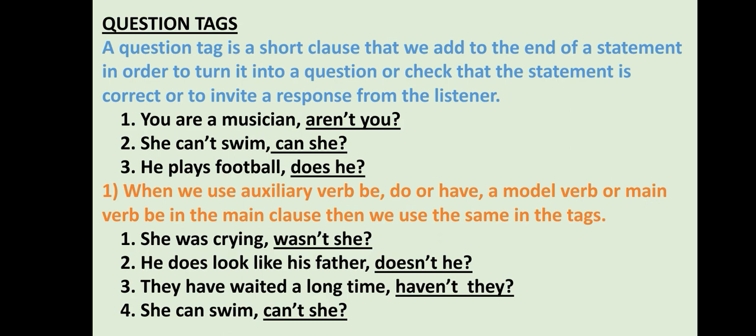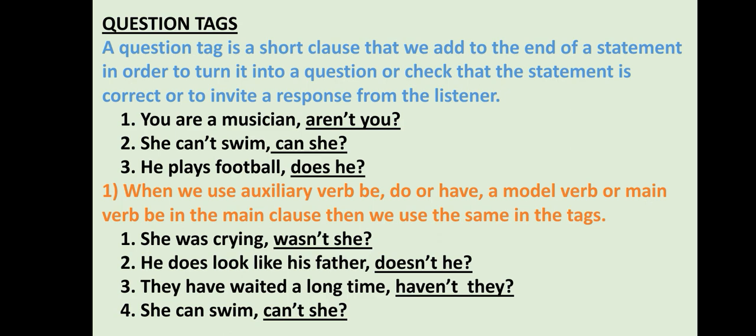The second example, she can't swim, can she? Here, the speaker already knows that the person can't swim. He only wants to confirm the same. In the third example, he plays football. Does he? Here, the speaker doesn't know whether the person plays football or not. So, he asks a question.